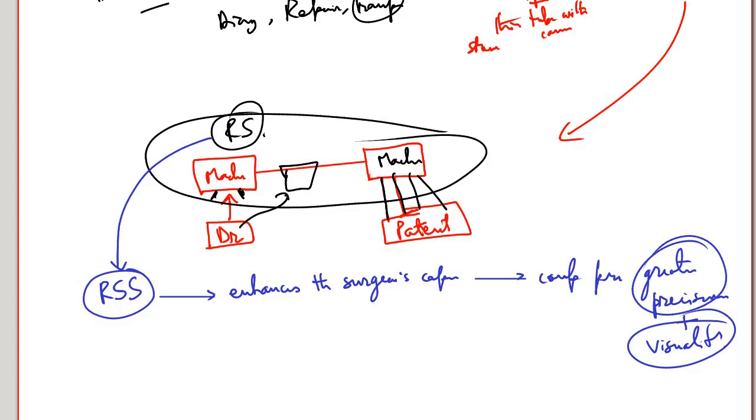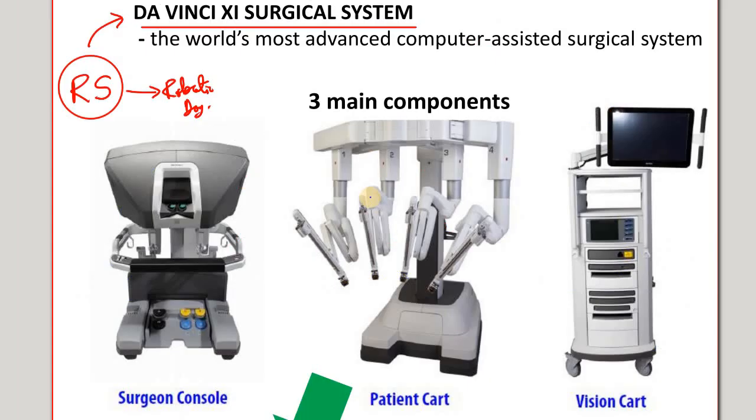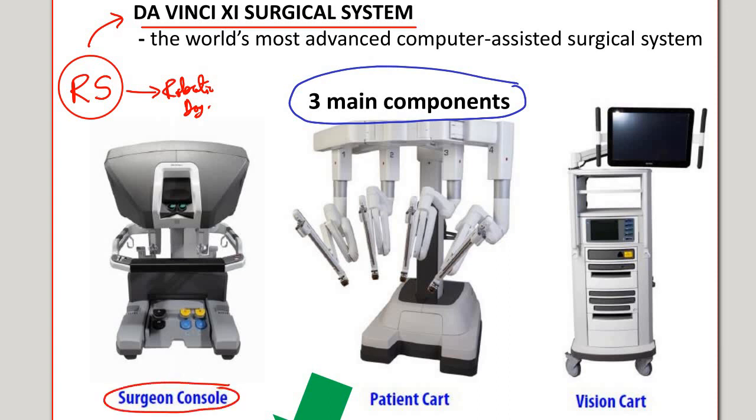So now let us go back to our Da Vinci Z. So yes, the system has mainly, as you can see, three main components. So what are they? The first is the surgeon console that you are looking over here. This is the surgeon console, right.